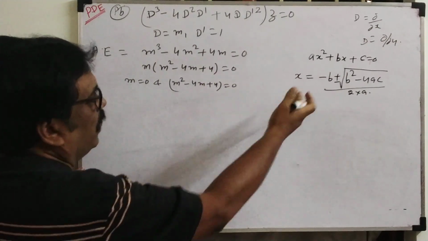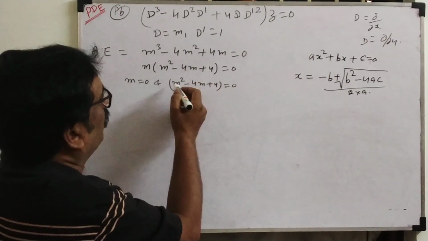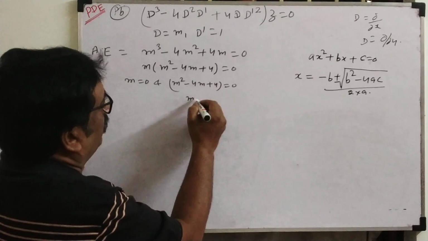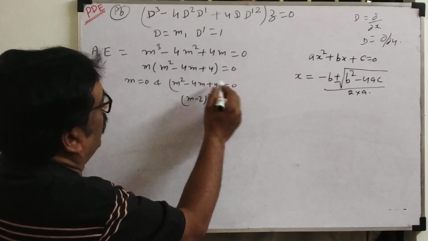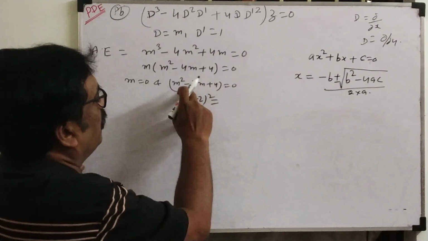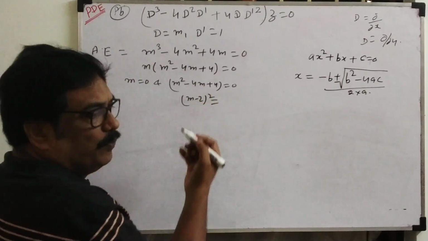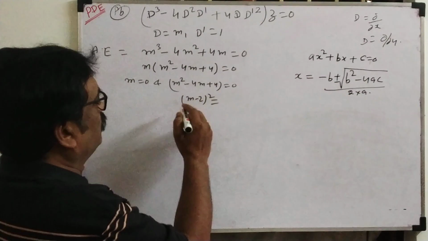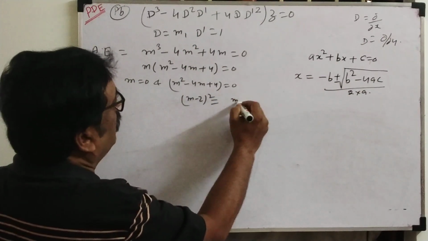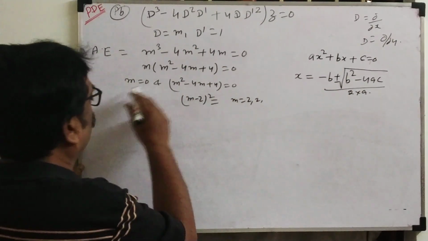This will not go in this format, because directly I know it is m minus 2 whole square. If you take minus 2, you will get it directly. Some simple problems will go like that. So what is the m value here? We will get 2 comma 2. So 3 values will be there: 0, 2, 2.